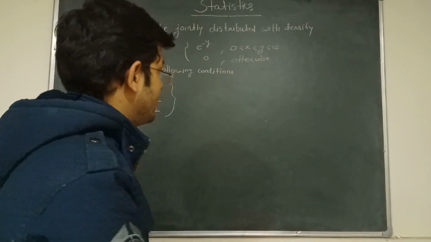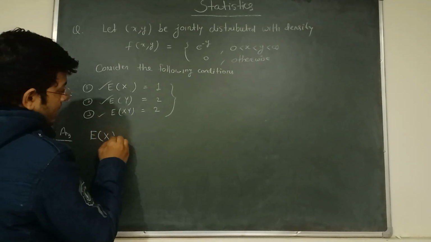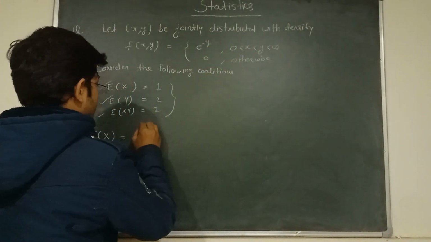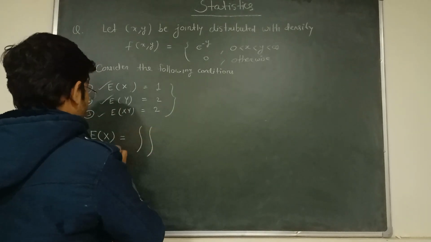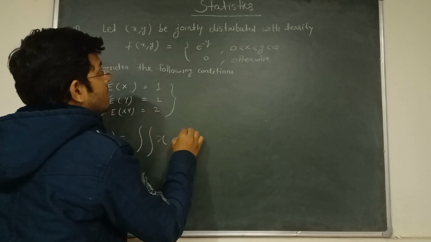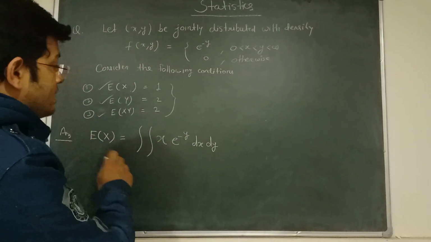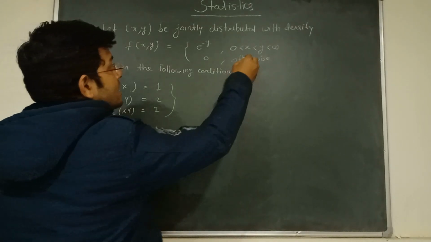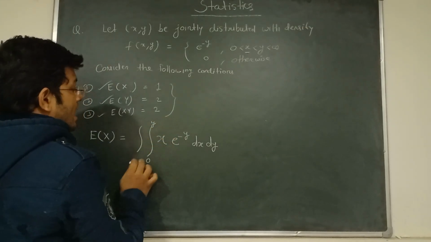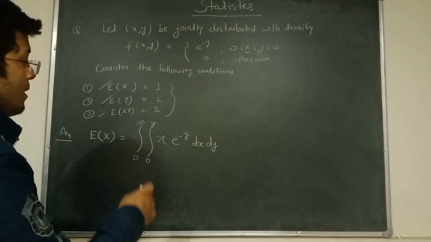So how can we find these values? First of all, we will find the value of E[X]. How can you find the expectation of X? We integrate x times the function, that means x times e to the power minus y, dx dy. Now what are the limits? The x limits are between 0 and y, and the y limits are 0 to infinity.